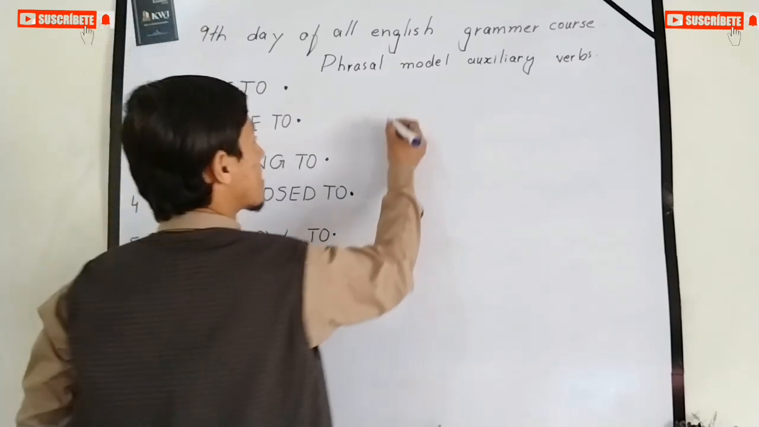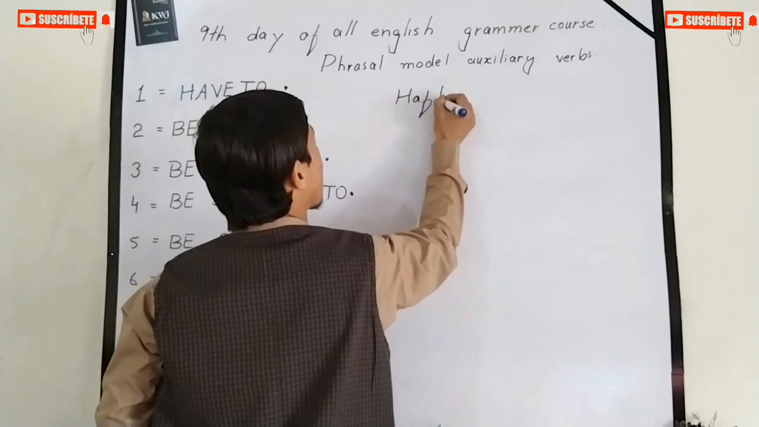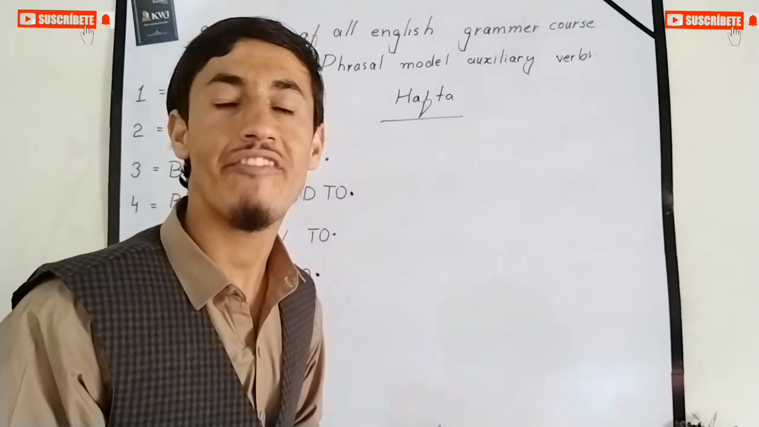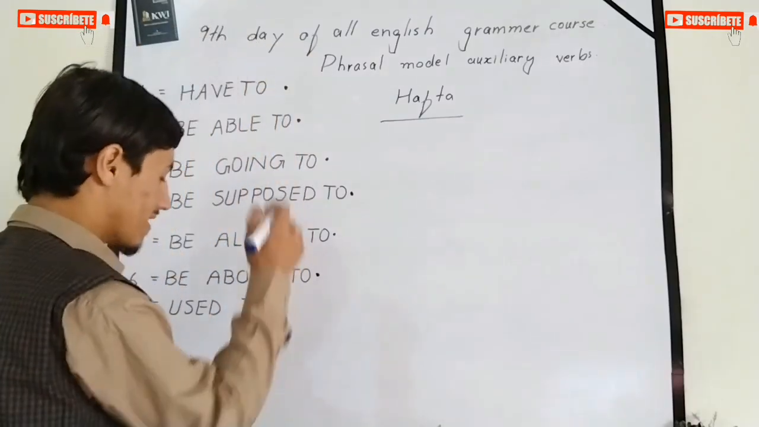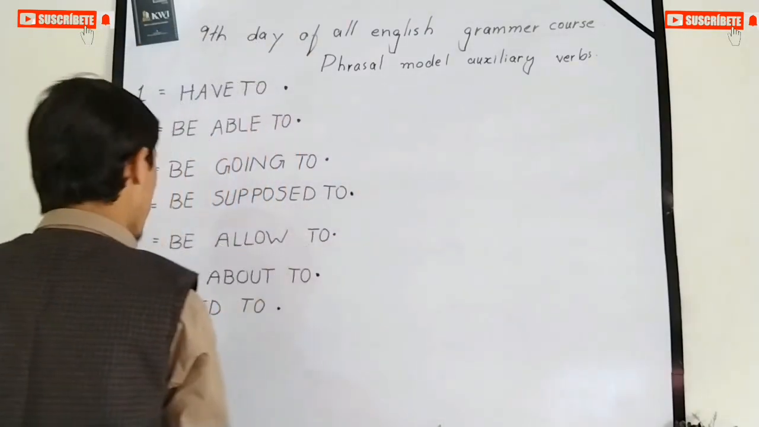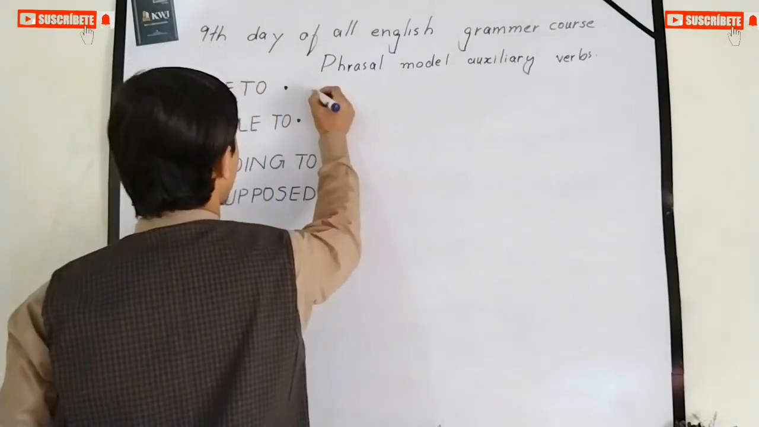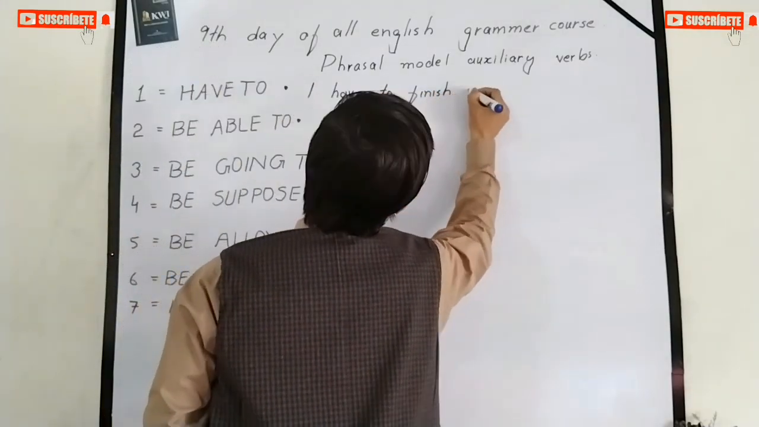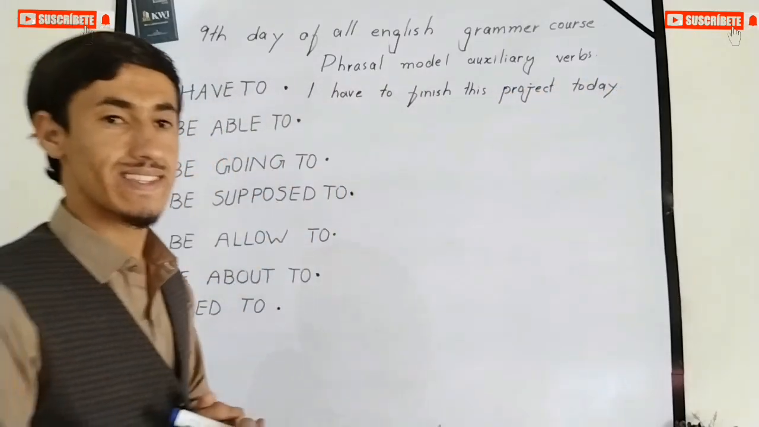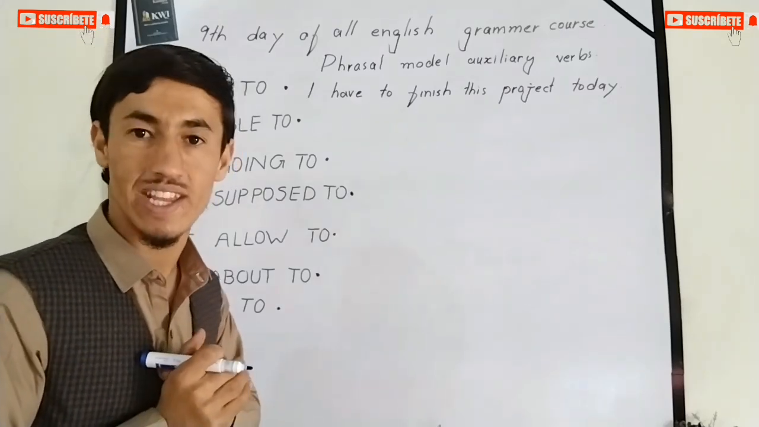Its pronunciation is like this: have to, have to. But this is exactly the same. So now let me make a sentence for you. It is a sentence. Now I made it on have to phrasal modal auxiliary verb.